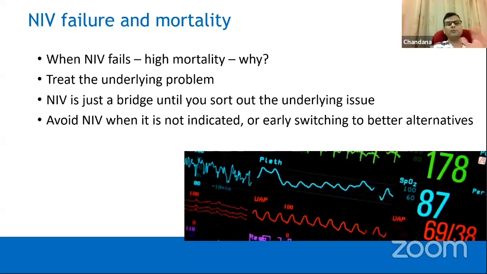So NIV is not a specific treatment; it's just a bridge. If it is not indicated, please do not use it. If you have an oxygen problem, use oxygen methodologies, like high flow or a non-rebreathing mask, which can provide very high oxygen compared to these portable BiPAP devices. But when you need breathing support, when high flow or a non-rebreathing mask cannot provide sufficient work of breathing, then you can switch over to BiPAP devices.